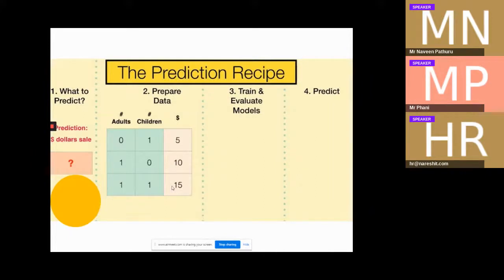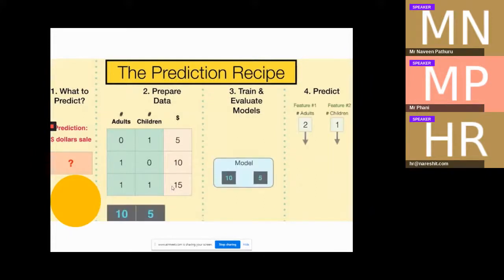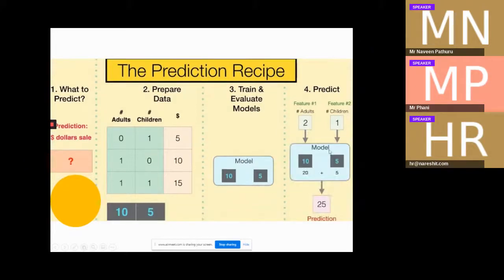So that is existing data. What can we do? We can take the data, pardon me, and give it to an algorithm. What will happen? Well, it will calculate the weights. So what does that mean? Imagine 2 adults and 1 child now come in. We can say they're going to be spending about $25.